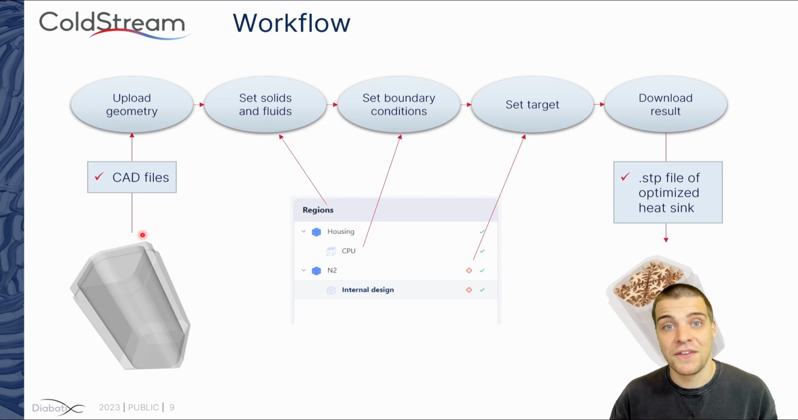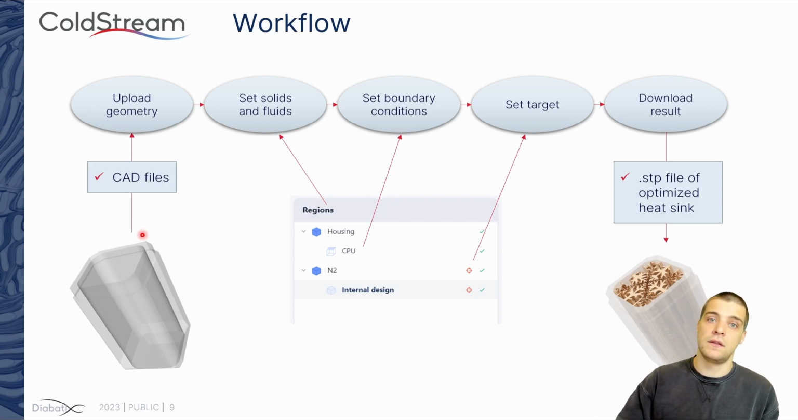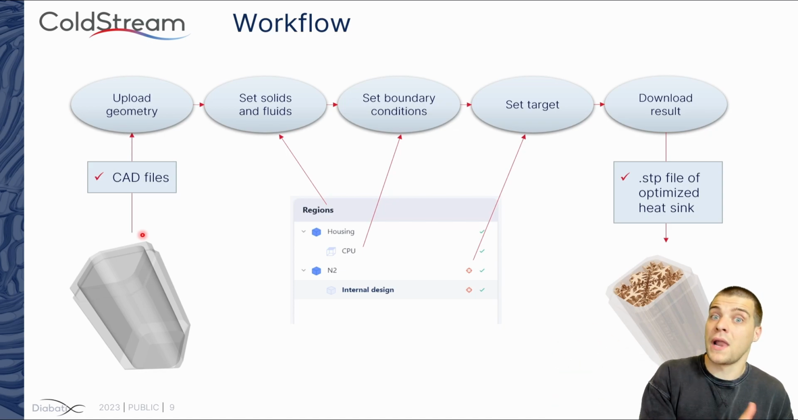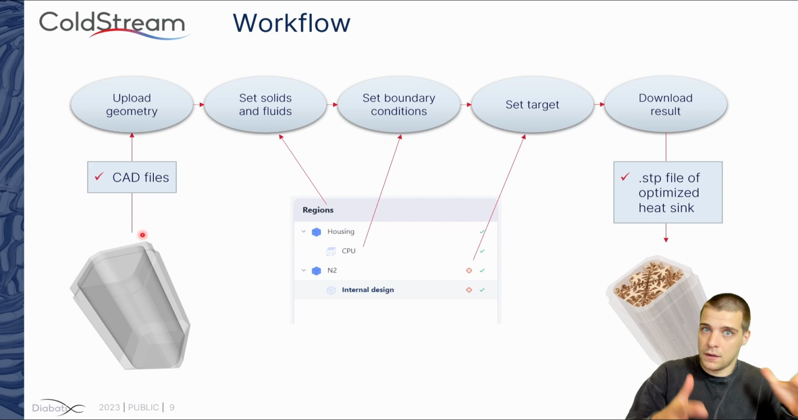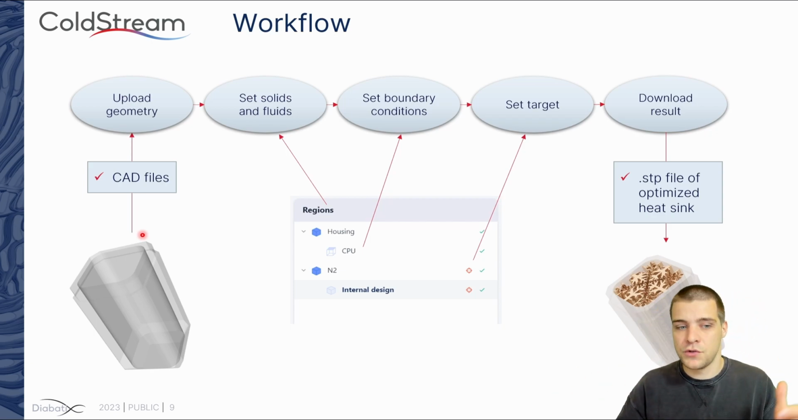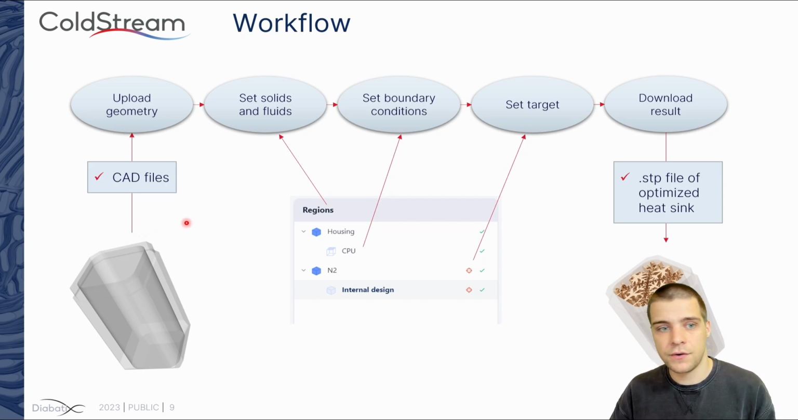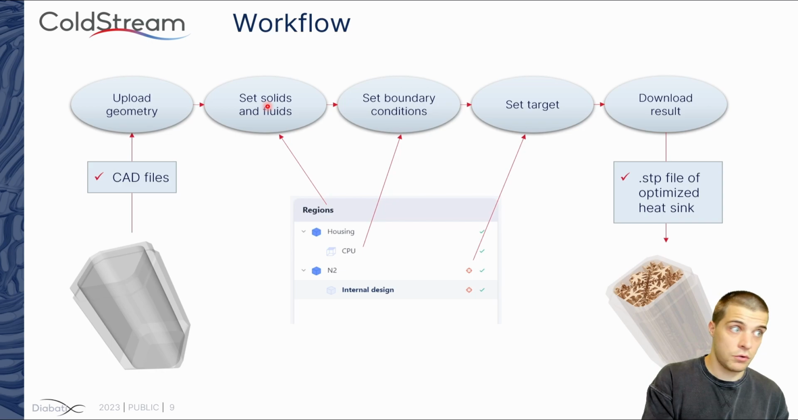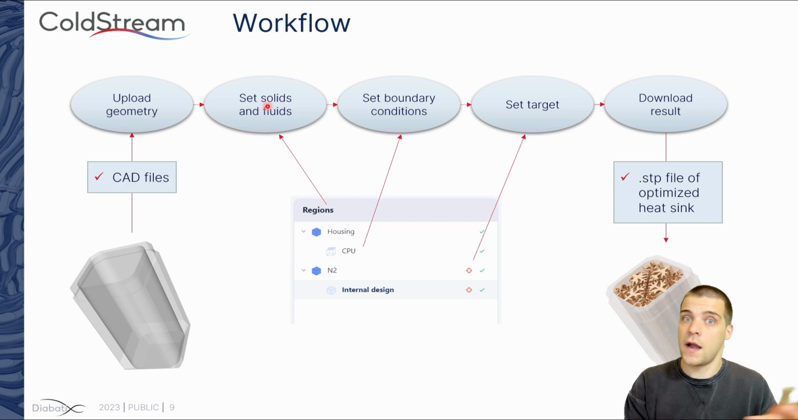You have to start with, of course, uploading a geometry. The design that will come out of the software very much depends on where you allow the software to make changes. Basically, where does the heat come in? How does the heat correlate to the cooling solution, or the coolant, sorry. Next you set the solids and fluids. Is it copper, aluminum? Is it air cooled, liquid cooled? That of course all very much affects the final solution.